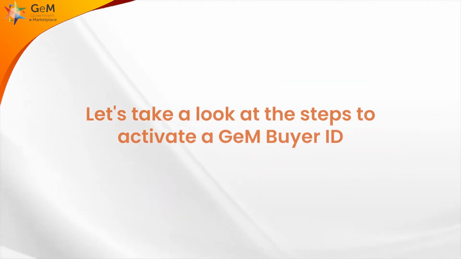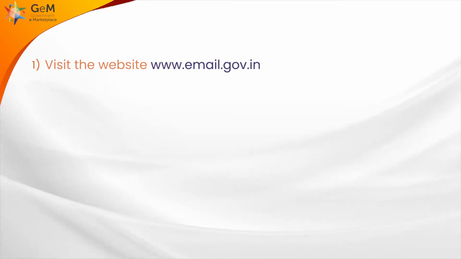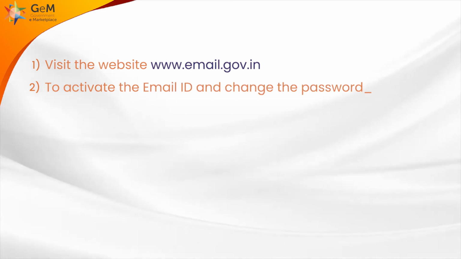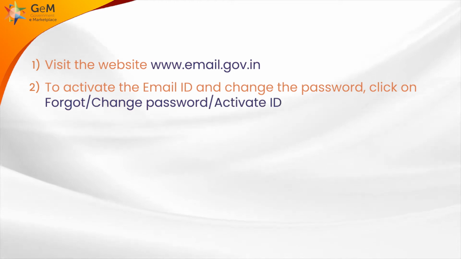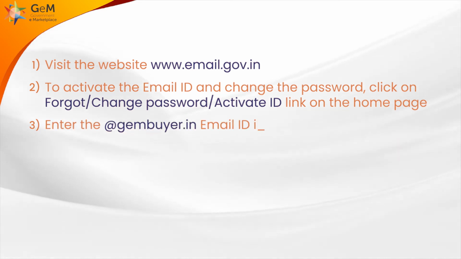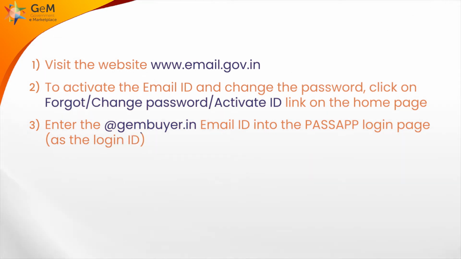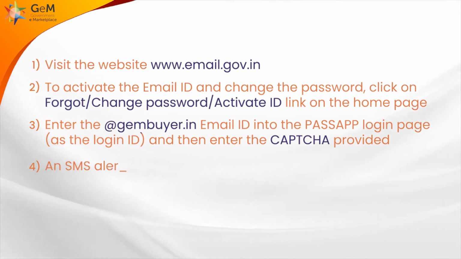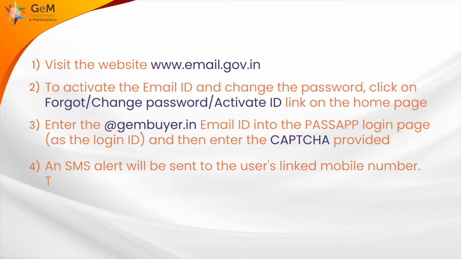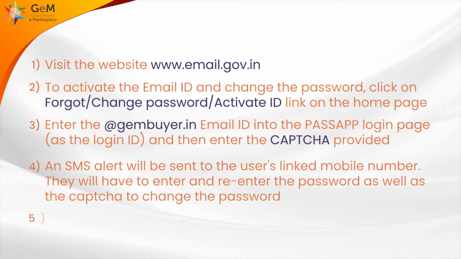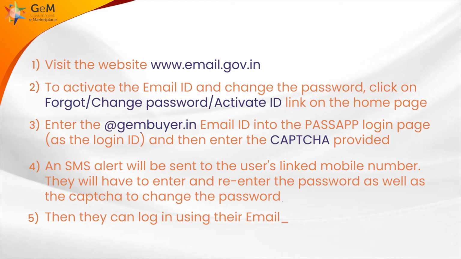Now let's take a look at the steps to activate a GeM buyer ID. 1. Visit the website www.email.gov.in. 2. To activate the email ID and change the password, click on Forgot or Change Password or Activate ID link on the home page. 3. Enter the @gembuyer.in email ID into the Pass app login page as the login ID and then enter the CAPTCHA provided. 4. An SMS alert will be sent to the user's linked mobile number. They will have to enter and re-enter the password as well as the CAPTCHA to change the password. 5. Then they can log in using their email address and the new password.